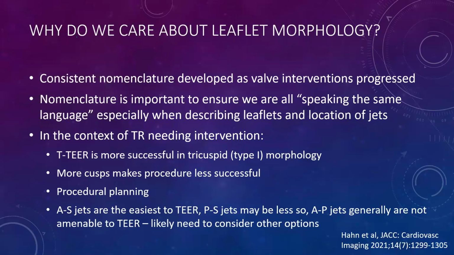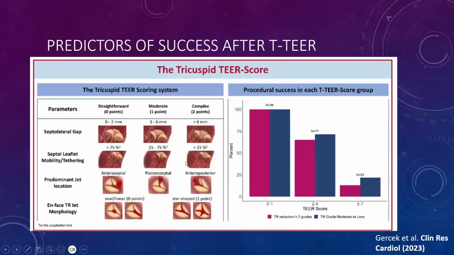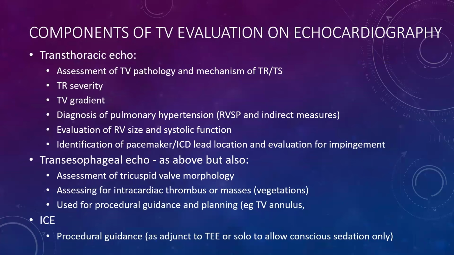But it's also important from a procedural planning perspective because anteroseptal jets are the easiest to deal with, and then posteroseptal jets less so, and then jets between the anterior and the posterior leaflet generally are not amenable to TEER, and we need to look at other options. So being able to name the leaflets correctly and then identify where the color is coming from is important. So again, here the jet matters. This is the GLIDE score, and then we also have the TRI-SCORE. The location of the jet is one of the main contributing factors in determining the success.